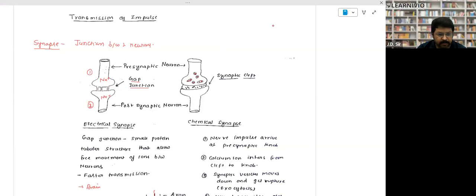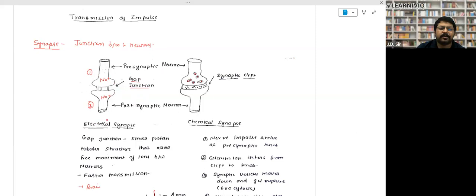Two neurons remain directly interconnected with the help of a protein pipeline, the smallest protein tubes. This structure is called a gap junction. This is the presynaptic neuron and this is the postsynaptic neuron. This is called the gap junction. So what happens? Sodium ions come to this point and directly transmit to the next one. These are called electrical synapses. Try to understand. These are called electrical synapses, or gap junctions.